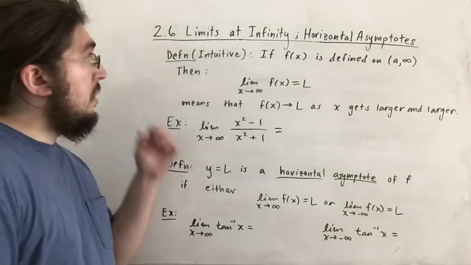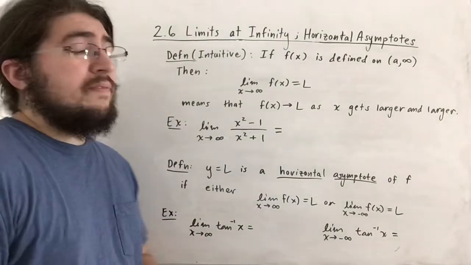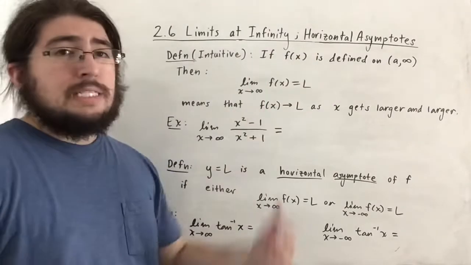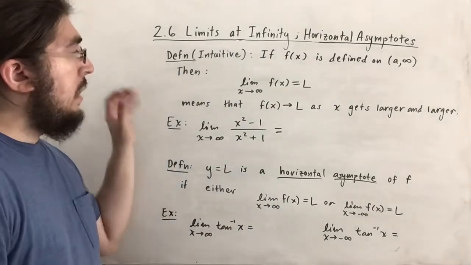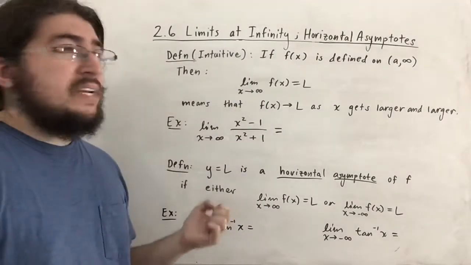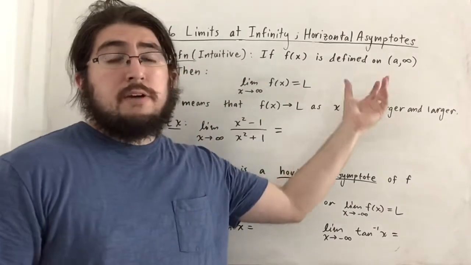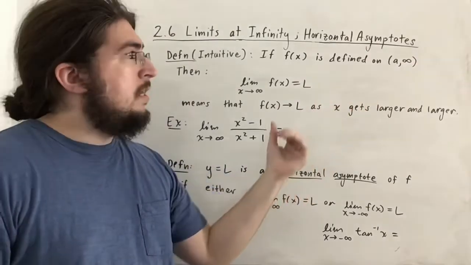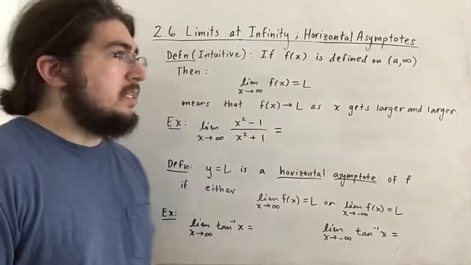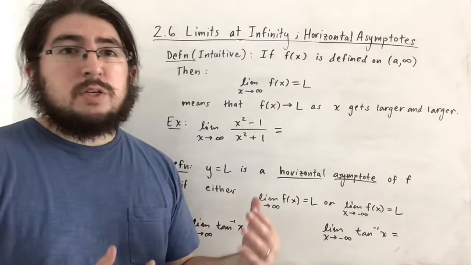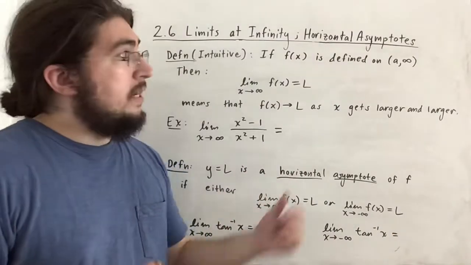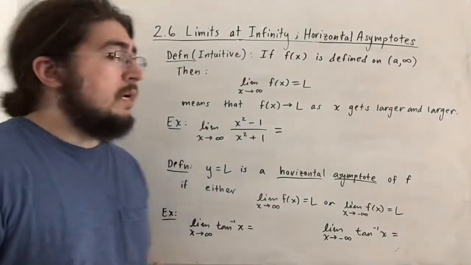Hello everyone, in this video we'll be discussing 2.6, which is limits at infinity, otherwise known as horizontal asymptotes, as we'll see soon. I first want to start off by giving the intuitive definition of a limit at infinity. We say that f of x is defined on an interval containing infinity, or where one of the endpoints is infinity, I should say, because infinity is not real, so you can't actually contain infinity, but one of the endpoints can certainly be infinity.